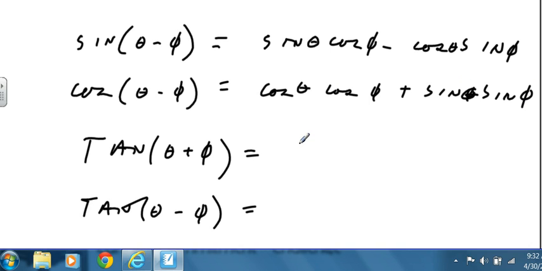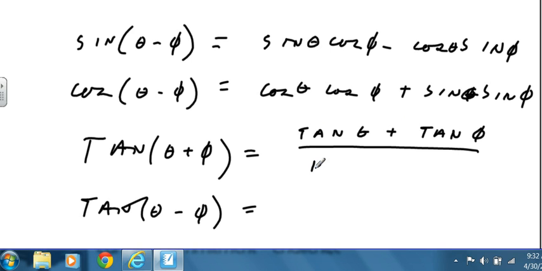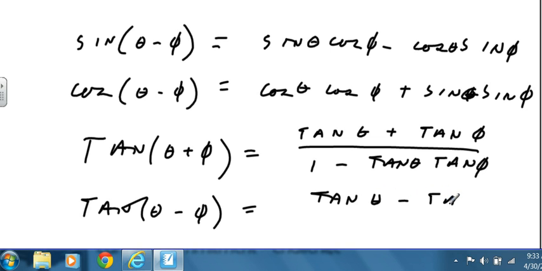And then the tangent guys are funnier. So I have tangent theta plus tangent phi divided by 1 minus tangent theta tangent phi. Now we never ask you to prove these identities. I think I had to do that in college, but maybe I didn't. That was a long time ago. Tangent theta minus tangent phi, the other phi, divided by 1 plus.